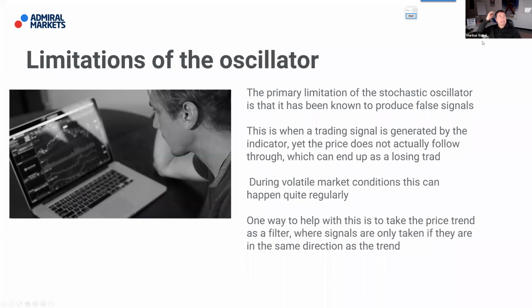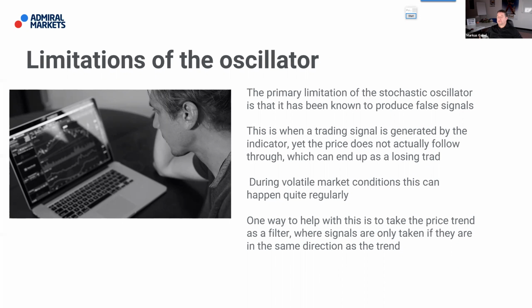But last words, limitations of the oscillator. Sometimes it produces false signals, as I showed you on the upper side. Don't take it as a reliable indicator. It is a reliable indicator, but it is not the ultimate truth. If we had an ultimate truth, everybody would see the same. But then we couldn't trade, of course.